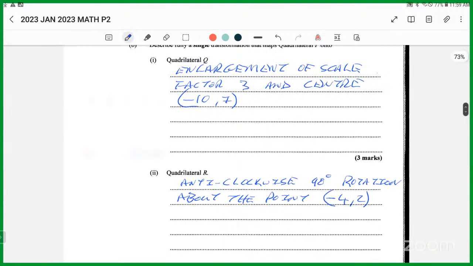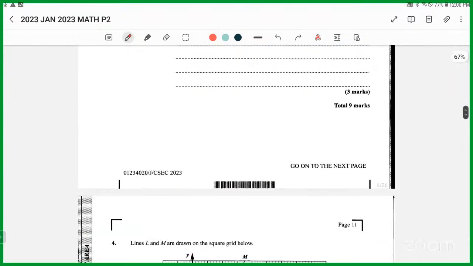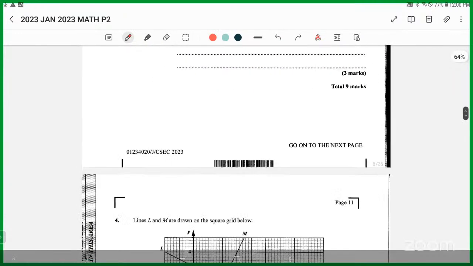Let's check if we give everything. Give the name, 3 components. Angle, direction, and center. Name, angle, direction. This is a nice question. That finishes that question. Let's go on to number 4.